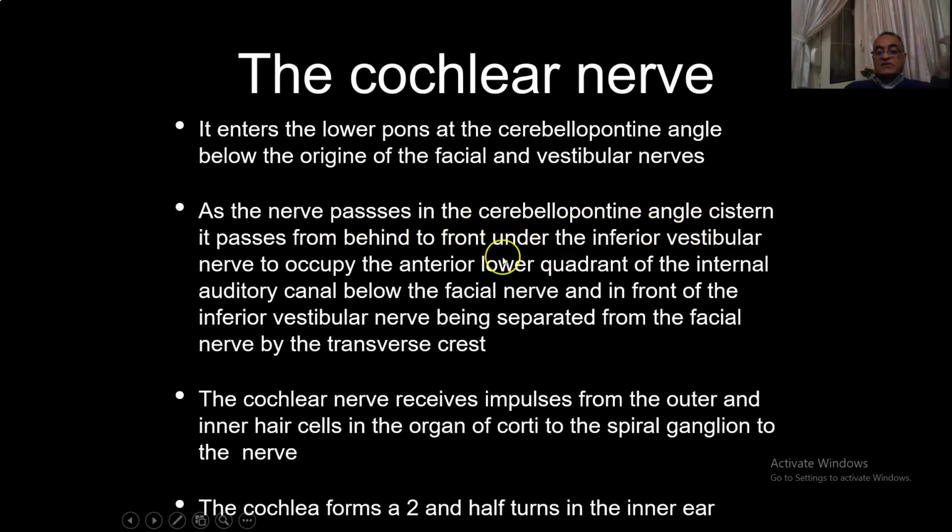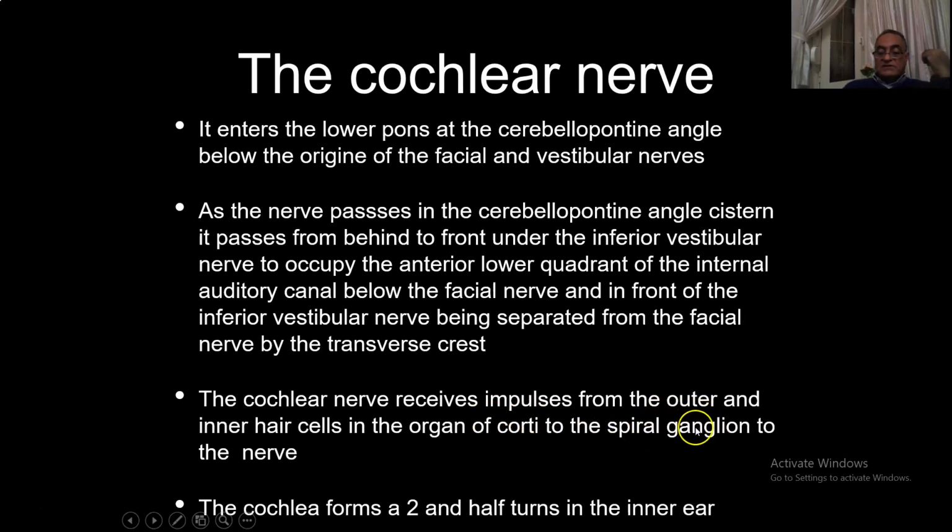It curves under the inferior vestibular nerve to occupy the lower anterior quadrant of the internal auditory canal, below the facial nerve and in front of the inferior vestibular nerve, being separated from the facial nerve by the transverse crest. The cochlear nerve receives impulses from the outer and inner hair cells in the organ of Corti, the receptor of hearing, as we'll see now, to the spiral ganglia.